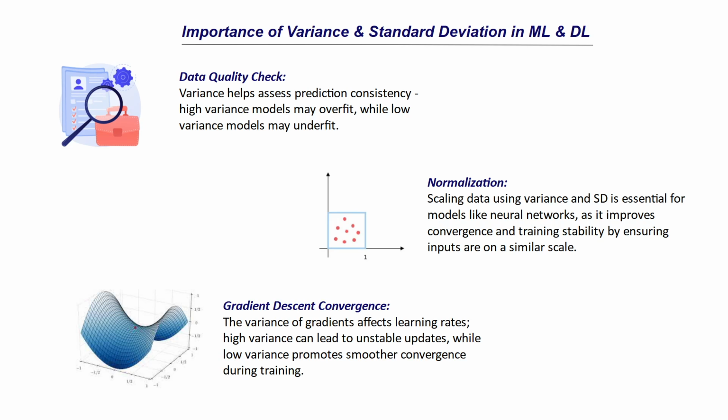And then you have gradient descent convergence. Convergence means the point where your parameters are optimum. That means when you use those parameters, your model performance is good, the loss value is low, and it's performing well. But to reach this convergence, we work with gradients to find the optimum model values. Here, the variance of gradients affects learning rates. High variance can lead to unstable updates, while low variance promotes smoother convergence during training.